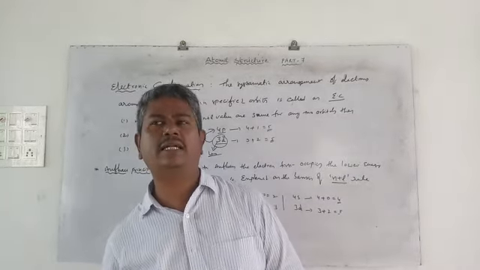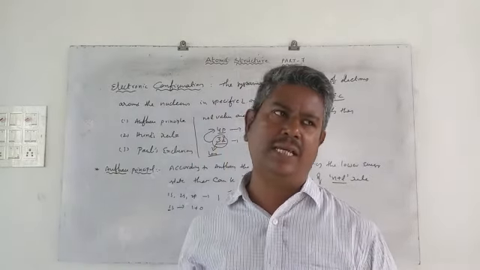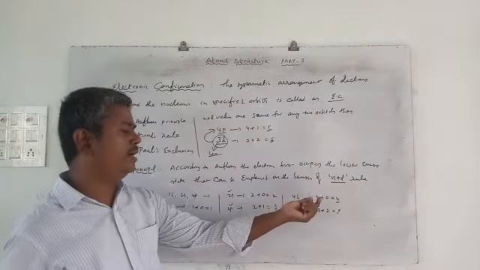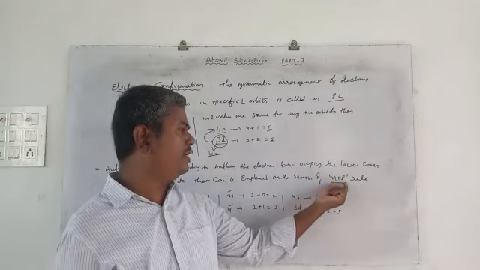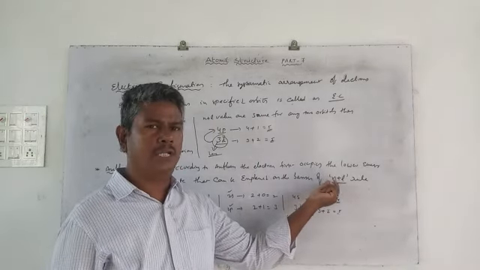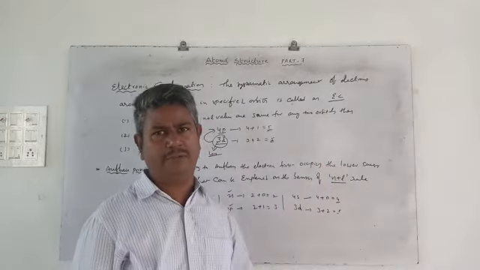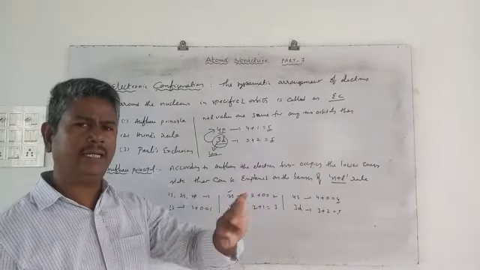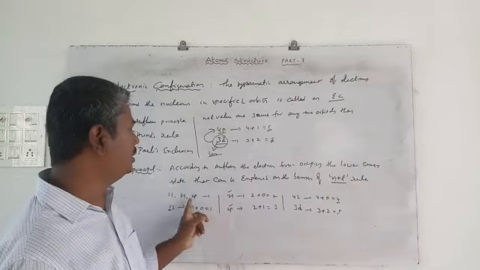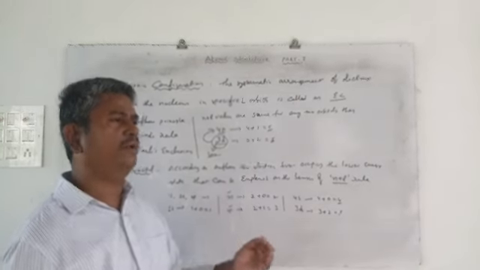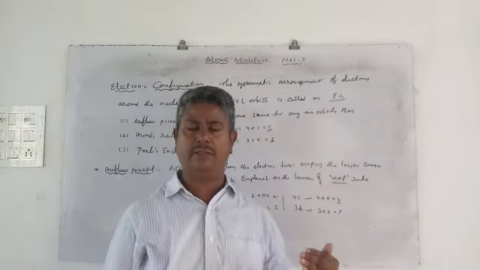That can be calculated by the n plus L value rule. While calculating the n plus L value, n is the principal quantum number, and L is the azimuthal quantum number. For any orbital, you have to calculate the n plus L value. Whichever is lower will be filled first.